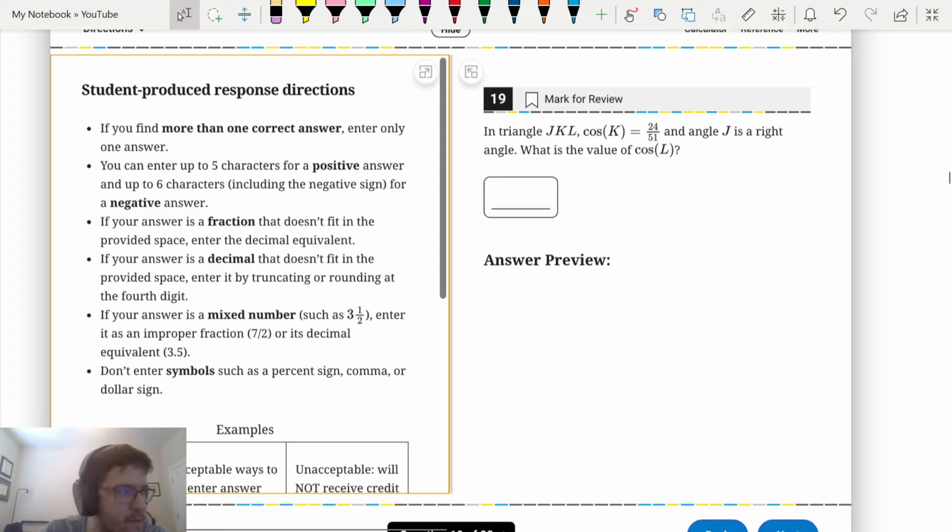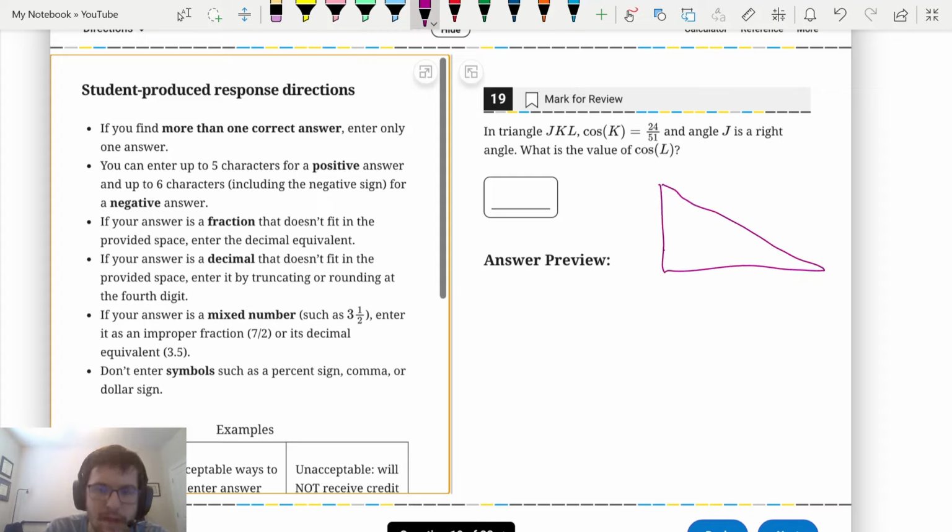All right. So what I would do here is I would draw a triangle. Always make sure the right angle is the right one. But besides that, it doesn't really matter how you label it as long as you're consistent. I'm going to just arbitrarily call this one K and this one L. So it says cosine of K is 24 over 51.